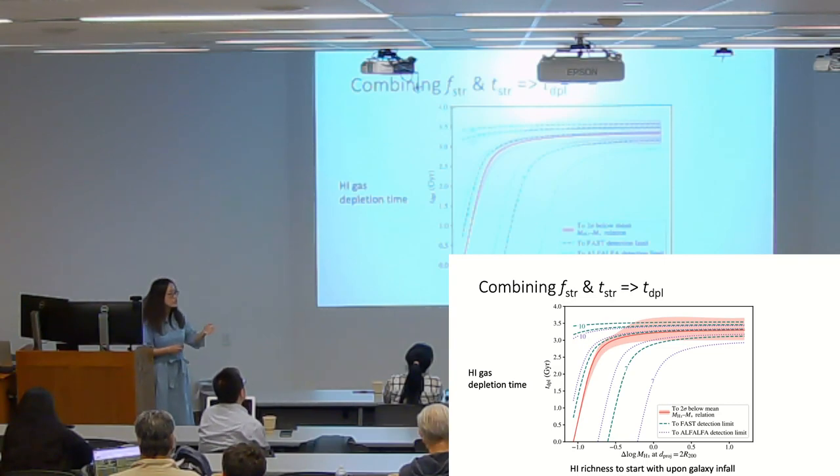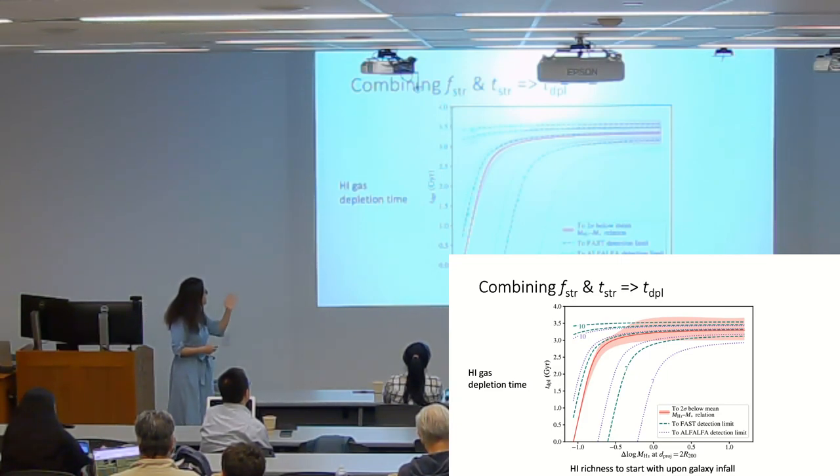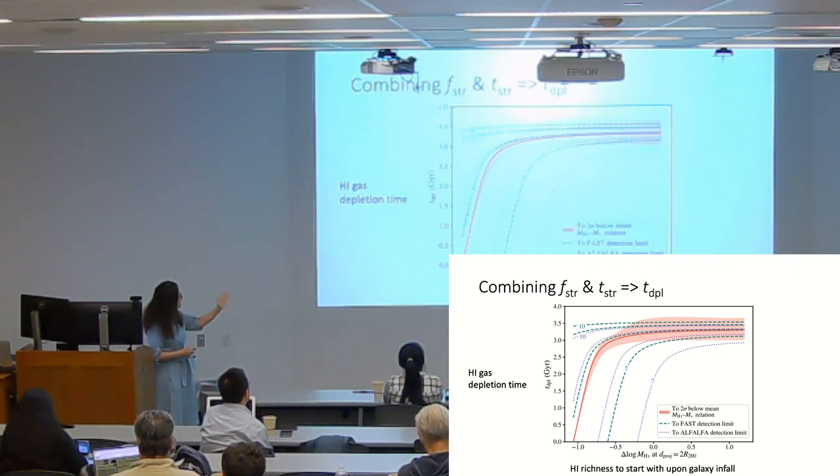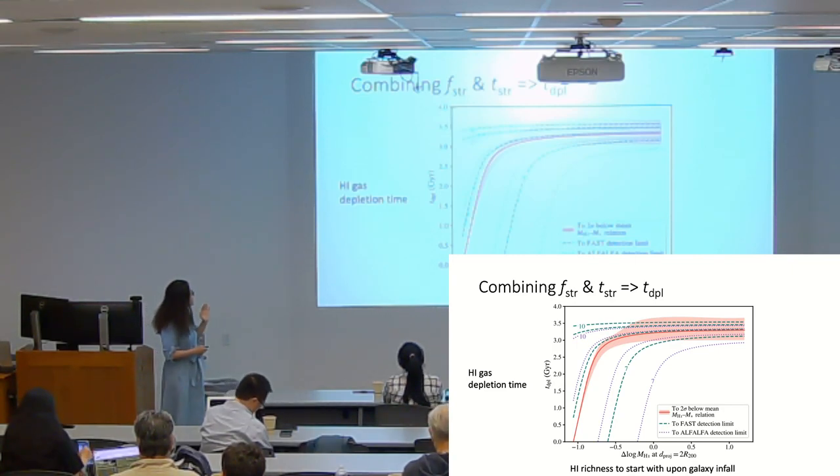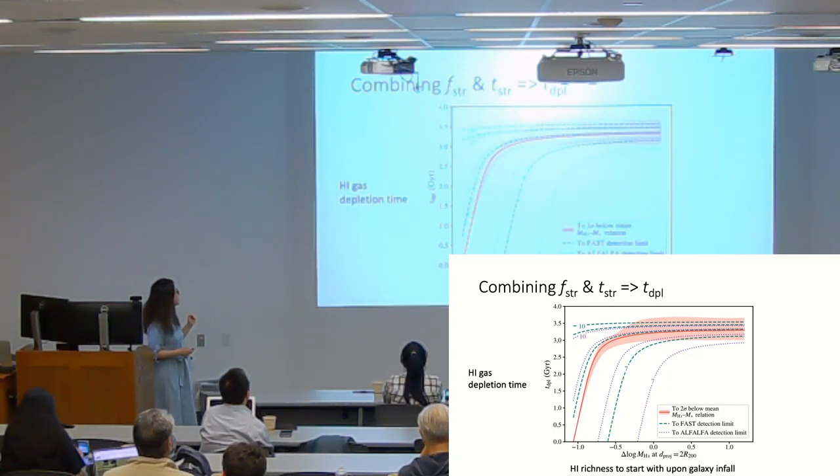So it is the initial condition of the galaxy when it is prepared to be processed by the cluster or group environment. For relatively gas-rich galaxies, which are above 0 or above 0.5, the depletion time is quite constant, roughly 3 gigayears. But if the initial condition is relatively gas poor, the depletion time sharply drops.